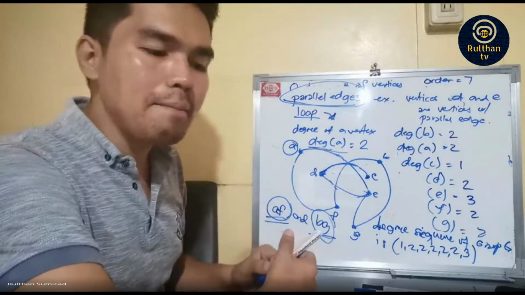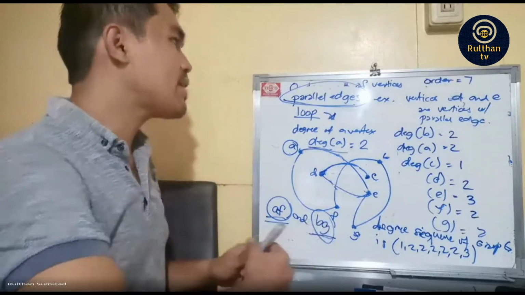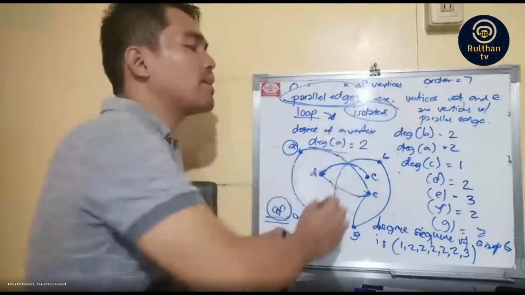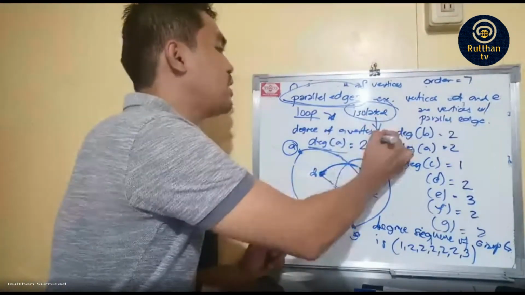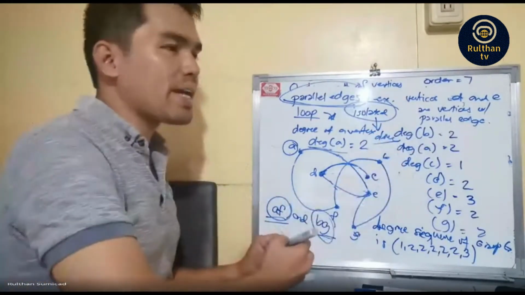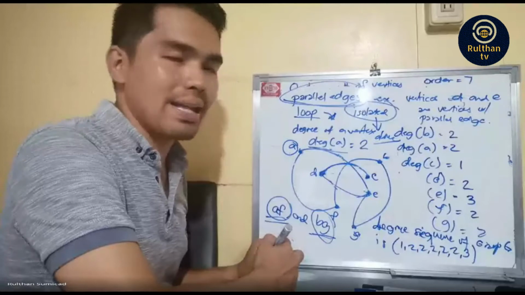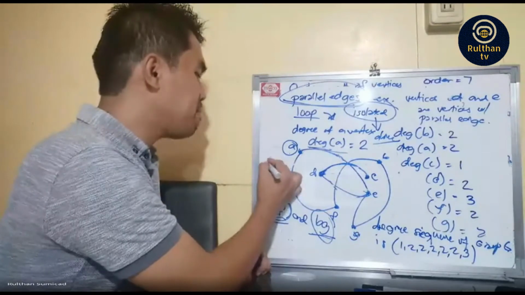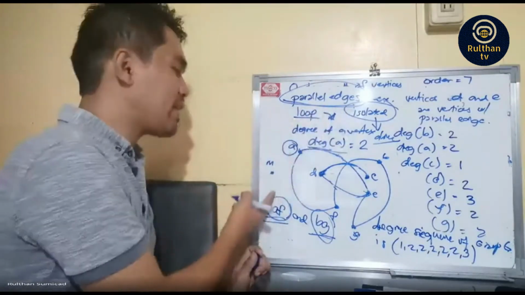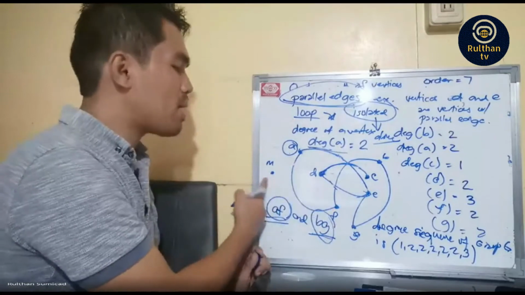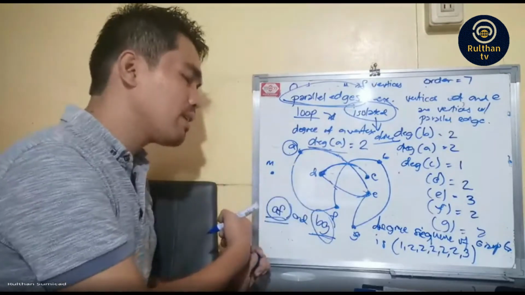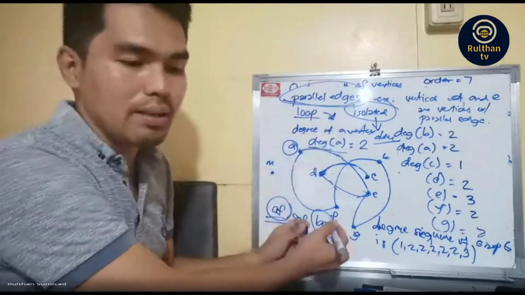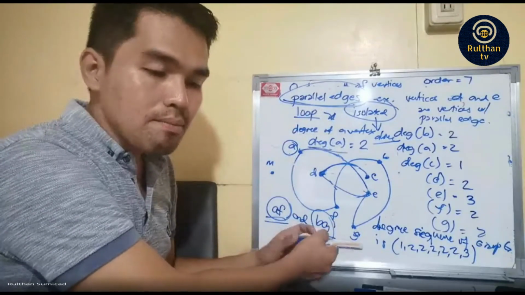Next is the isolated vertex. What is an isolated vertex? From the term itself, isolated, in other words, alone. When you say alone vertex, it's a vertex without any edge incident to it. If I put here a vertex, let's say M, M is an isolated vertex because in graph G, it is not connected to any other vertices in the graph. So we call that vertex an isolated vertex.